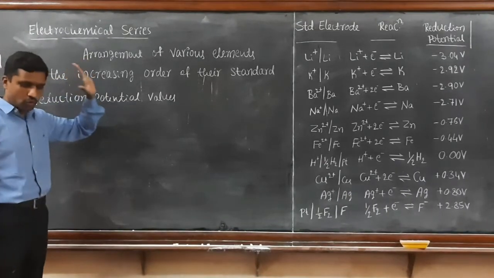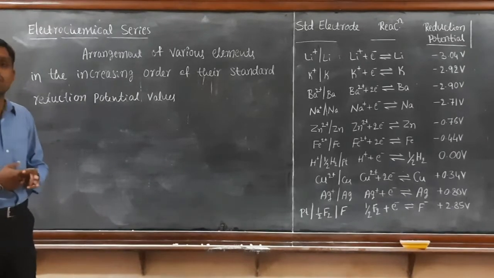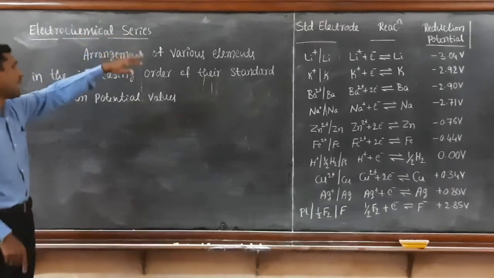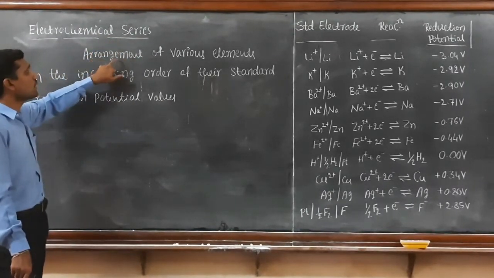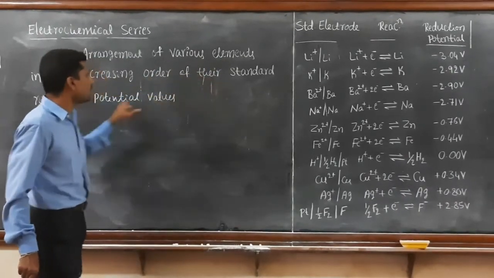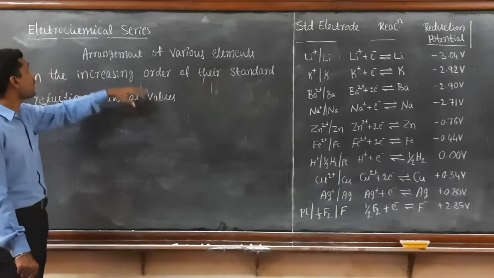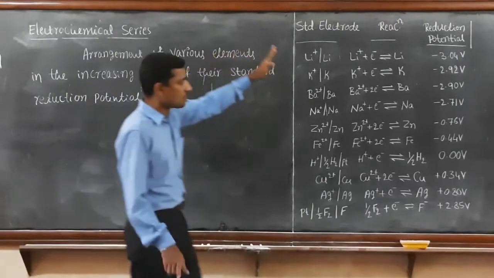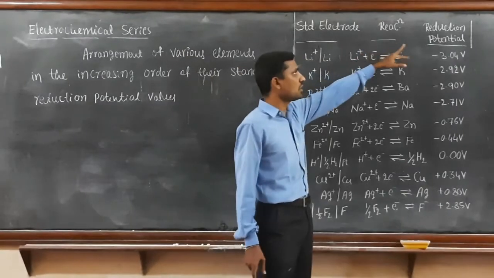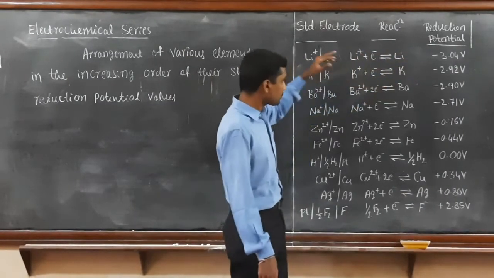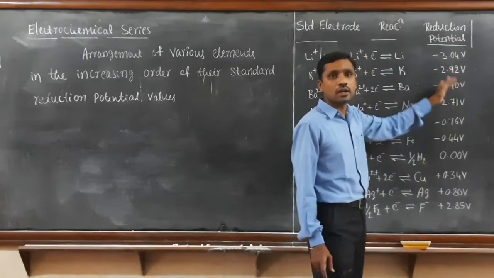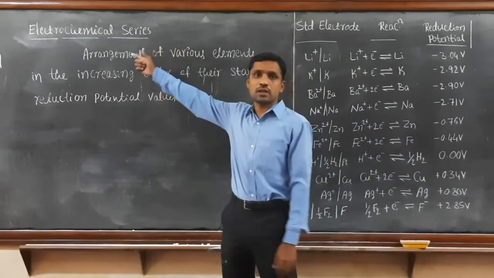That is, in this case, we already know that a metal and its ions will have a different electrode potential. Because of that, the electrochemical series has been obtained. The electrochemical series is nothing but the arrangement of various elements in the increasing order of the standard reduction potential values, and this is also called the active series. So these are some examples with the standard electrode, their reactions, and their reduction potentials. So here the reduction potential goes on increasing, that is the increasing order of their standard reduction potential values, and this series is called the electrochemical series.